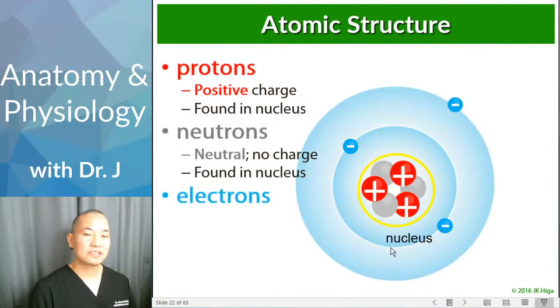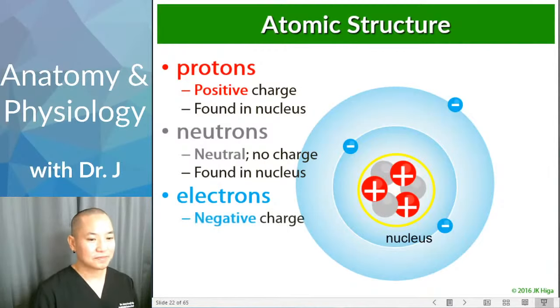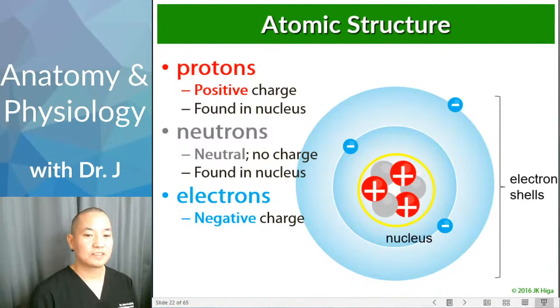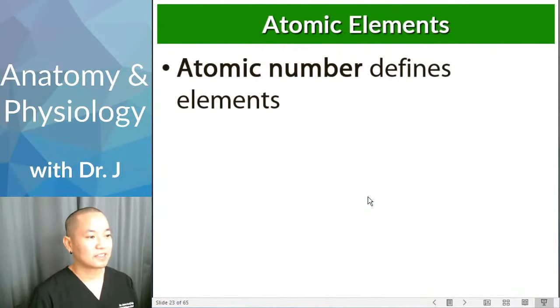And remember, those electrons are swarming and buzzing around the nucleus. They're called orbitals, but they don't orbit like planets. I know it's kind of confusing at first, but take my word for it. Electrons have a negative charge, and they're in electron shells or electron clouds surrounding and buzzing around a central nucleus.